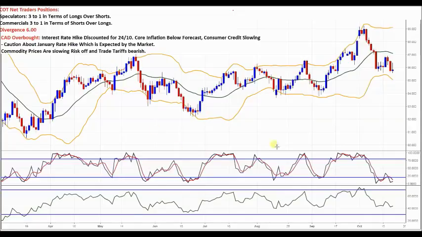Now, in terms of how we've been playing this trade, down here, commercials were pretty long, or heavily long, the CAD, and they remained long. Speculators were short till we got through 87. Then the commercials got rid of all their longs and went short. The speculators, after being hit here, decide to go long.